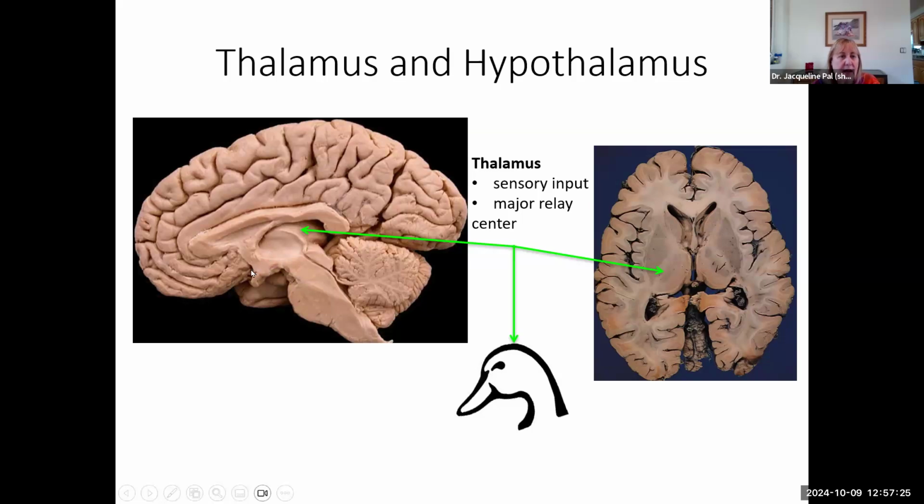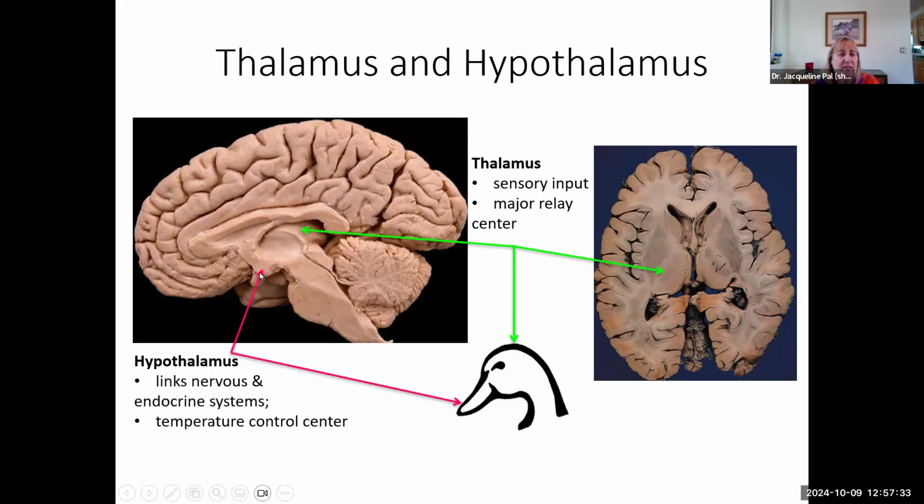Now, just below and in front of it, we have the duck's beak. And so we take the prefix that means below, and this is the hypothalamus. And the hypothalamus is going to link the nervous system with the endocrine system. And it's also the location of the temperature control center. So we'll talk more about the hypothalamus. We'll talk a lot more about the hypothalamus when we talk about the endocrine system.